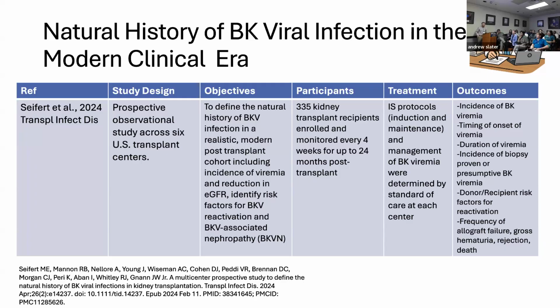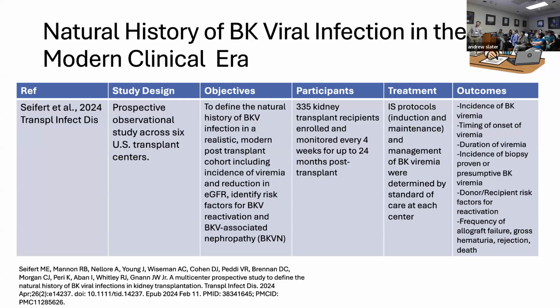So this was Transplant Infectious Disease 2024, a prospective observational study across 6 U.S. transplant centers. University of Kentucky was one, UAB was one, and the objective was to define the natural history of BK infection in a realistic modern post-transplant cohort, including incidence of viremia, reduction in GFR, and to identify risk factors for BK virus reactivation and BK virus associated nephropathy.